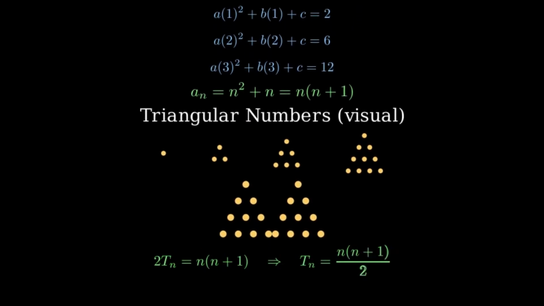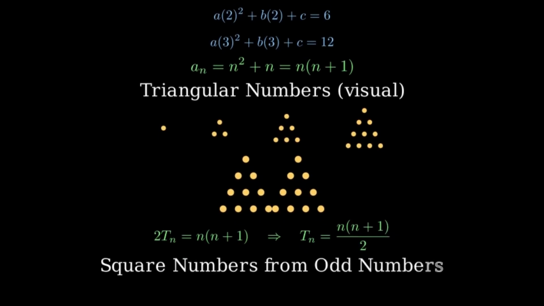Example 4. Square numbers and how odd numbers build squares. The first few squares are 1, 4, 9, 16. Notice the differences are odd numbers. 1, 3, 5, 7. If you add the next odd number to the previous square, you get the next square. We'll animate this idea with dots.